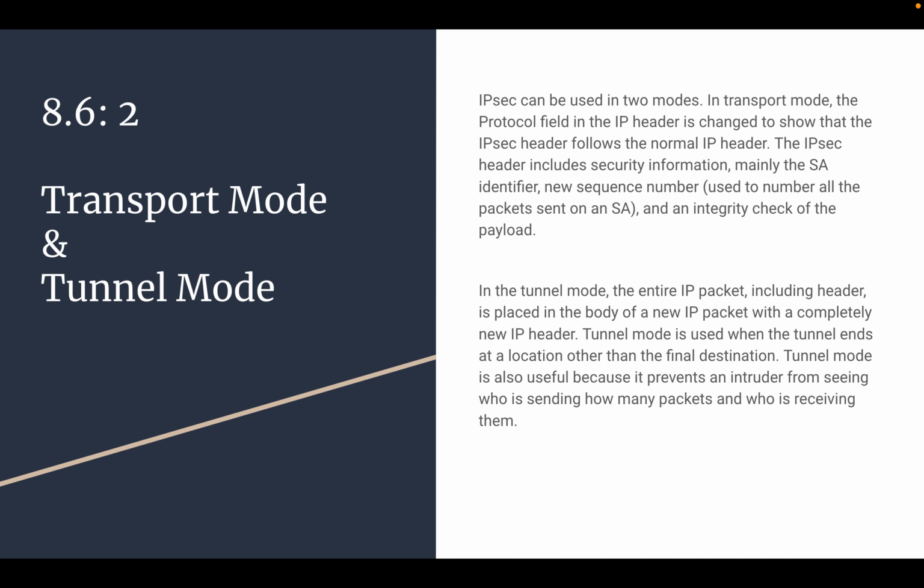So in the tunnel mode, the entire packet, including the header, is placed in the body of the new packet with a completely new IP header, so opposite to the transport mode. So tunnel mode is used when the tunnel ends at a location other than the final destination. Tunnel mode is also useful because it prevents an intruder from seeing who is sending how many packets and who's receiving them, and that can be very dangerous and very valuable information for an intruder.